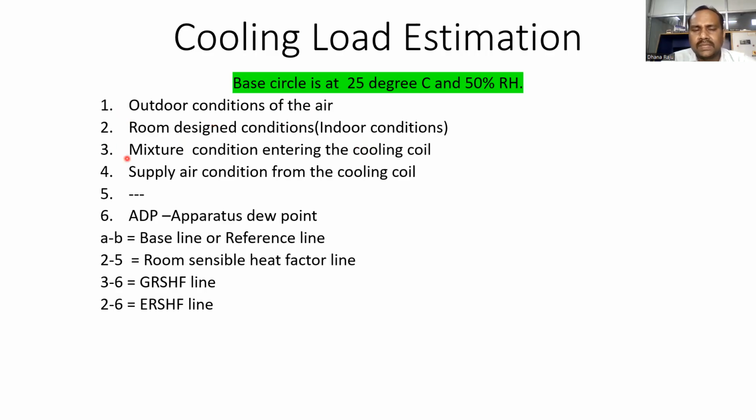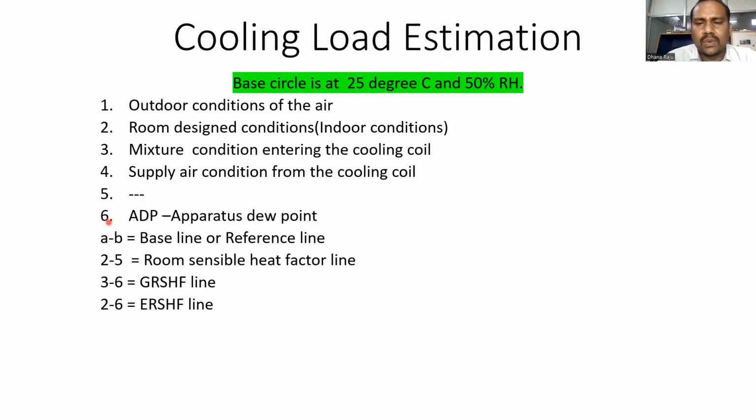Then 3 represents the mixing condition, the point at which the reused air and fresh air mix, entering the cooling coil. Number 4 indicates the supply condition of air from the cooling coil, the point at which the chilled, conditioned air leaves the cooling coil. We also use 5, but it does not have a physical meaning. Line 4-5 is called the room sensible heat factor line.